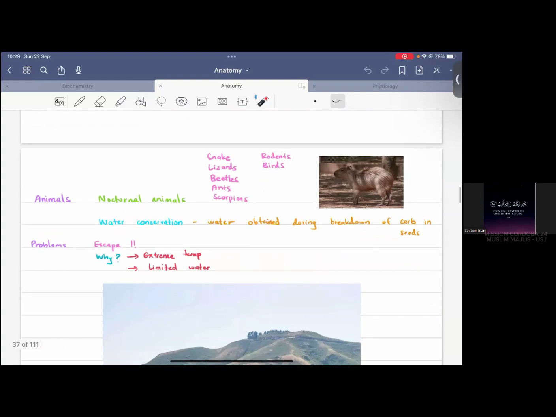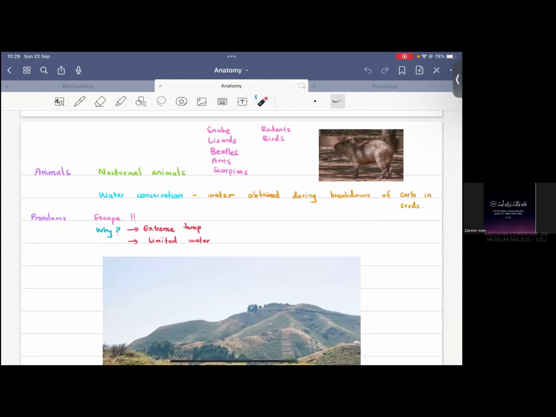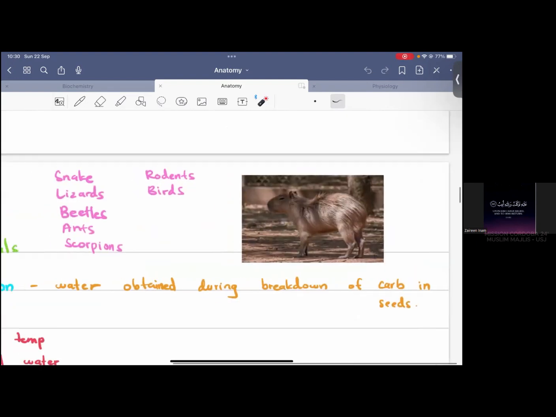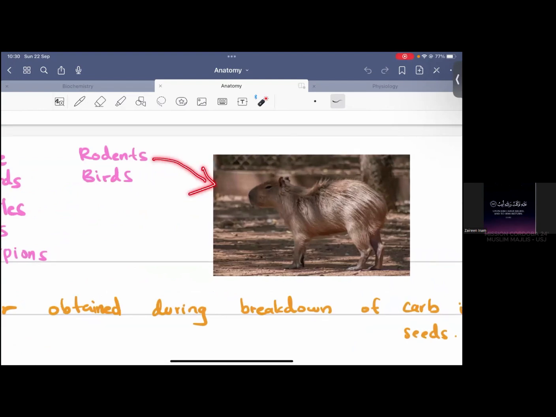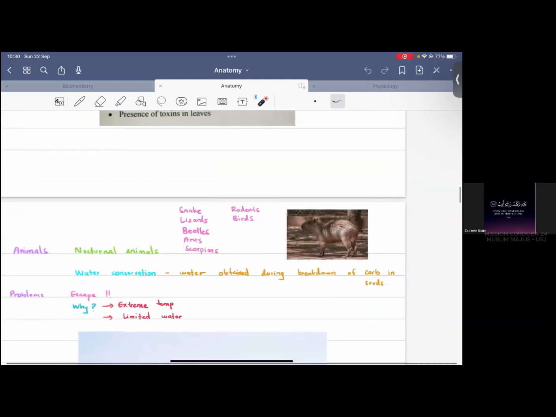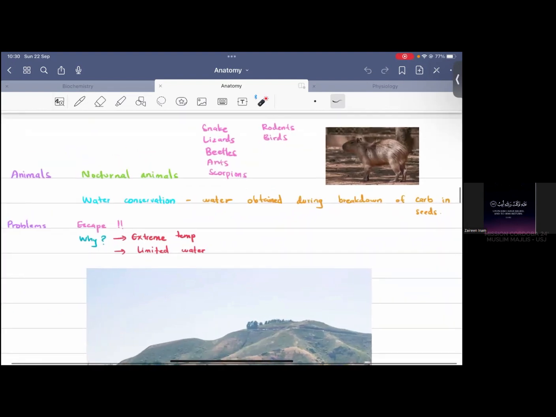Right. Then we come to the animals. When we talk about the animals, you might have known that the desert has some arthropod things which are very scary. Those are there. And nocturnal animals. In the daytime, they don't come out because it's very hot. But in the night time, they come out. Example, you have snakes, lizards, beetles, ants, scorpions, rodents, birds. All these are very scary. So this is a rodent. You might not have seen a rodent. Okay. So these are some of the animals that you can see in the desert.